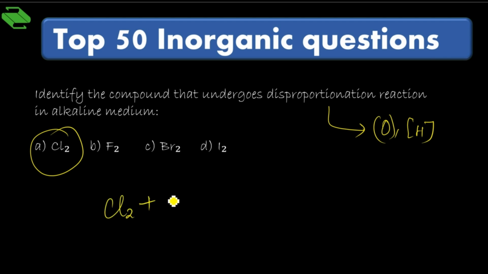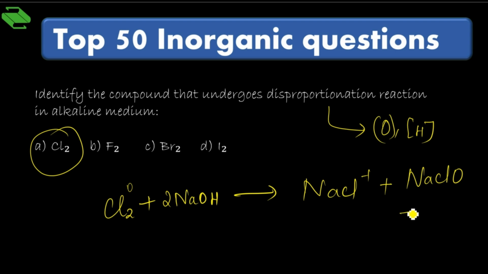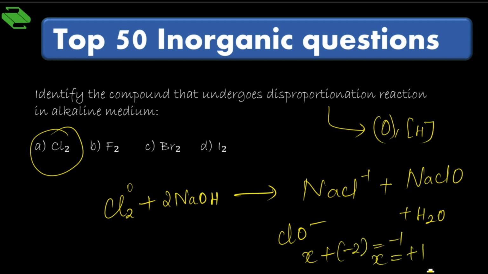Let's say I'm taking Cl2 with NaOH. It will form NaCl, which is having a -1 oxidation state, and here I'm having 0, by the way, and it is also forming NaClO and H2O. Here the oxidation state in ClO minus: X plus -2 equals -1, so X becomes +1 oxidation state. So Cl2 is our right answer.